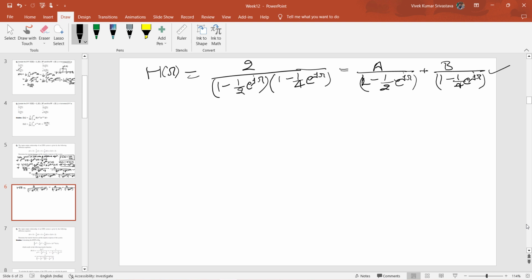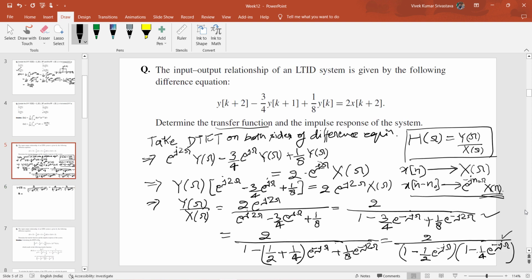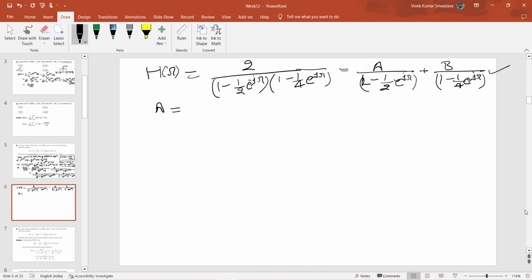Let us first solve for A. For that we will multiply this root with the transfer function and replace e raised to the power, just a moment, yes, this will be e raised to the power minus j omega.